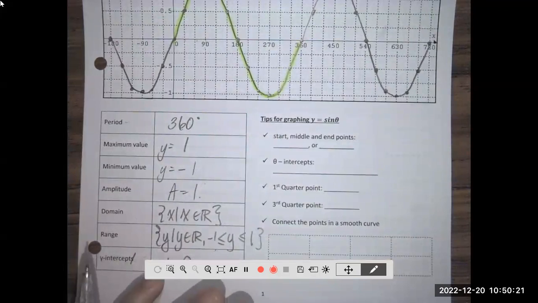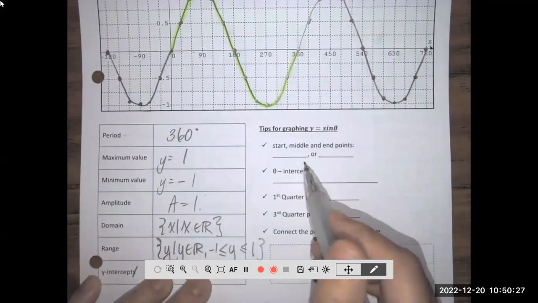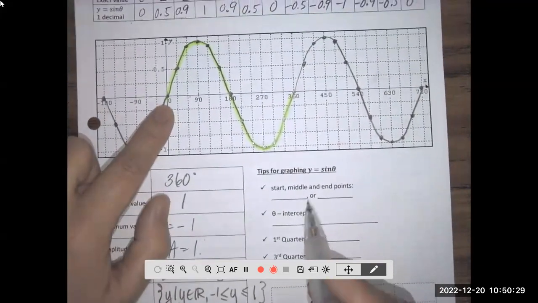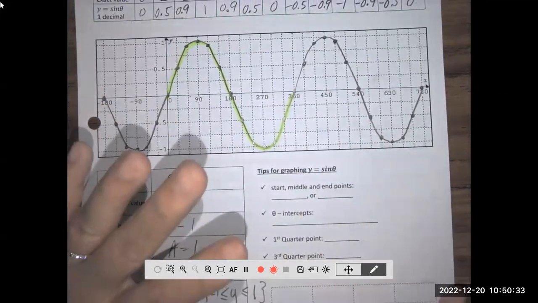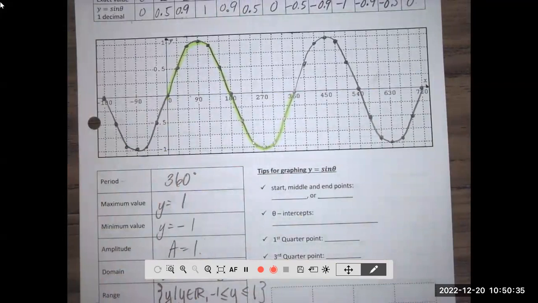How do we know when it's one cycle? Okay, let me give the tips first, and then you tell me if I've answered that question for you, okay? So, tips, we're going to look at 2 curves. We're going to look at sine, and we're going to look at cos. I want you to be able to differentiate the 2.